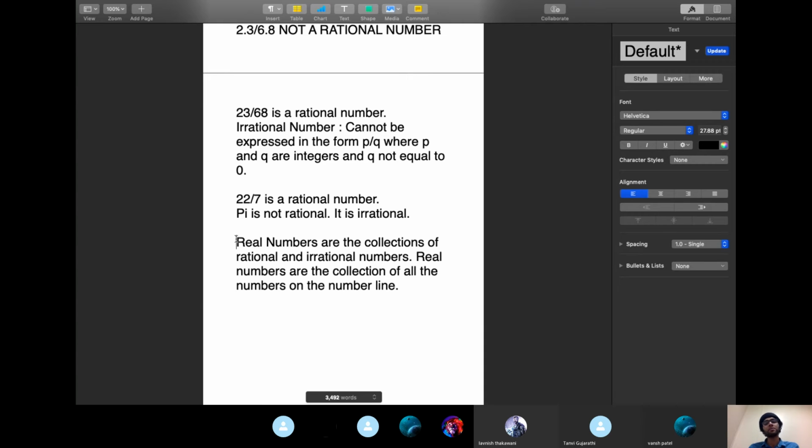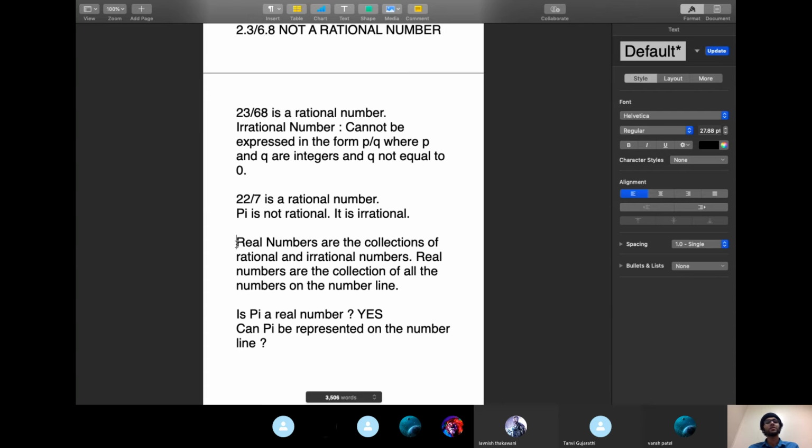But I told you that real numbers can be expressed on the number line. And I told you that real numbers are the collection of rational and irrational. So the question is, is pi a real number? Yes, because it is an irrational number and irrational numbers are also a part of real numbers. So can pi be represented on the number line? This is the thing that I want you to think about and I want you to tell me the answer in the next class. Think about, can pi be represented on the number line?